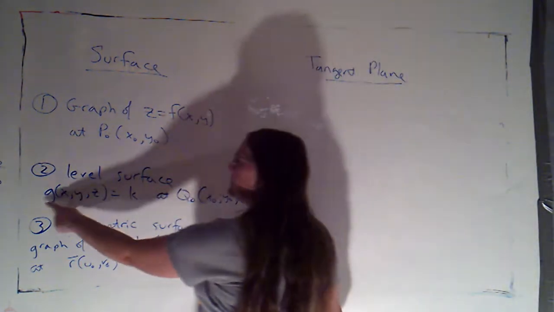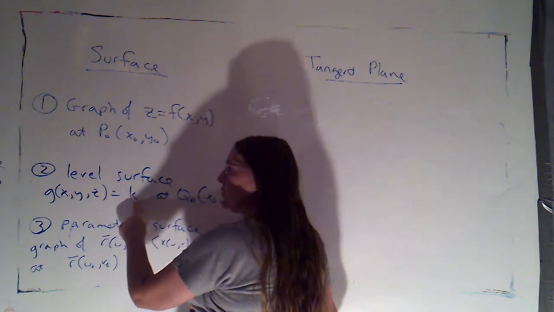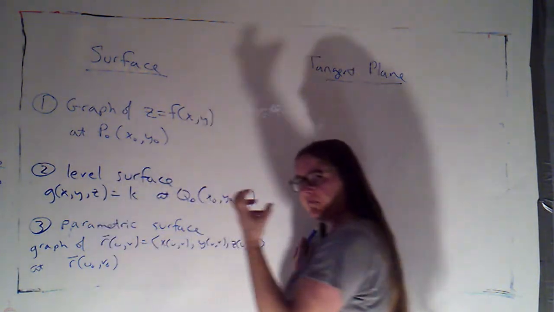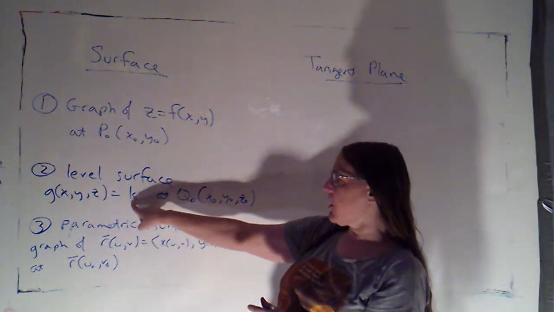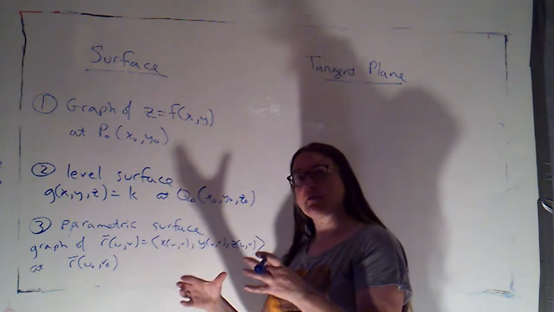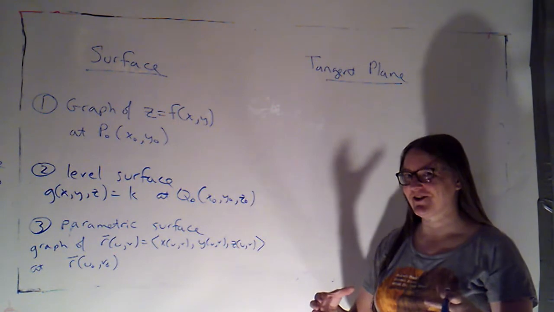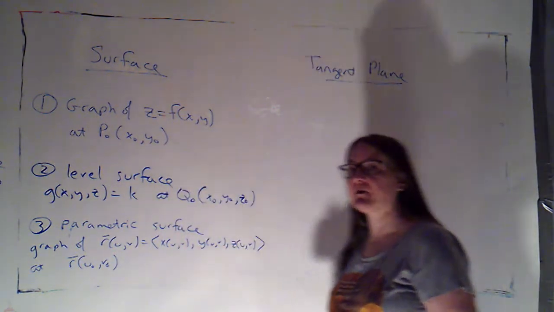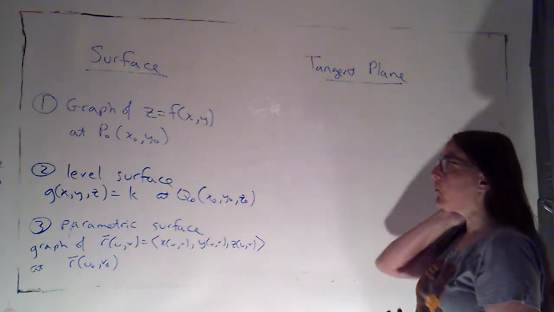So if I have a function of 3 variables, g of x, y, z, and I set that equal to a constant, if I were graphing this function, it would give me a w value. That would be in 4 space. If I set it equal to a constant, I'm looking at a subset of the domain, or a subset of just the inputs to the function, all of those inputs that map to a specific value of k. And so I could find the level surface at a point there.